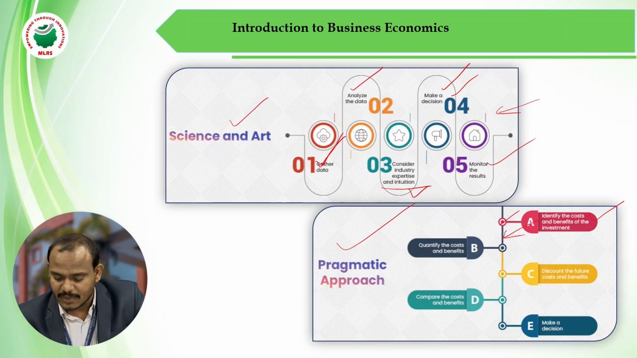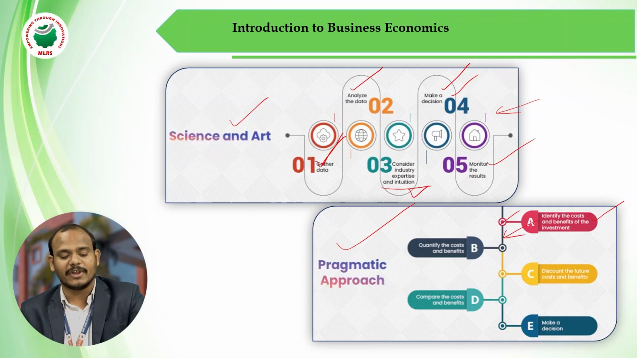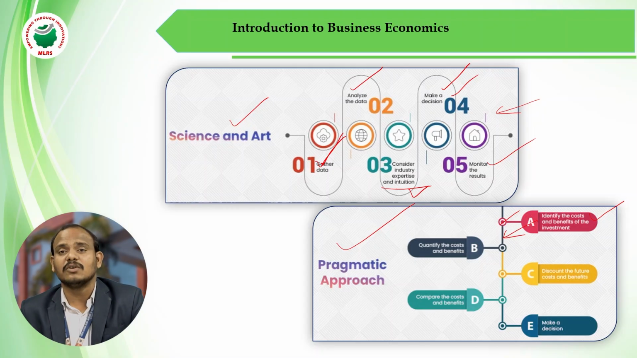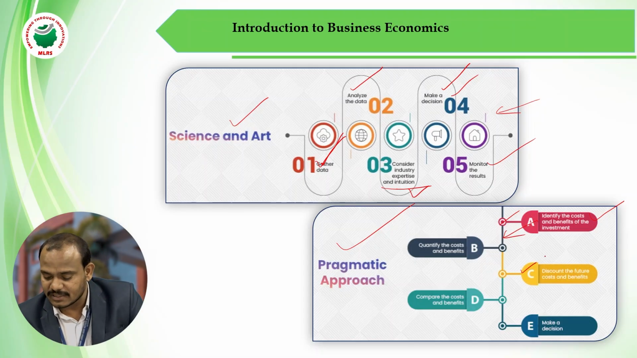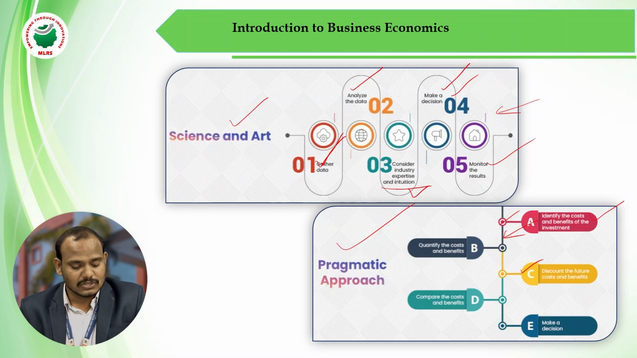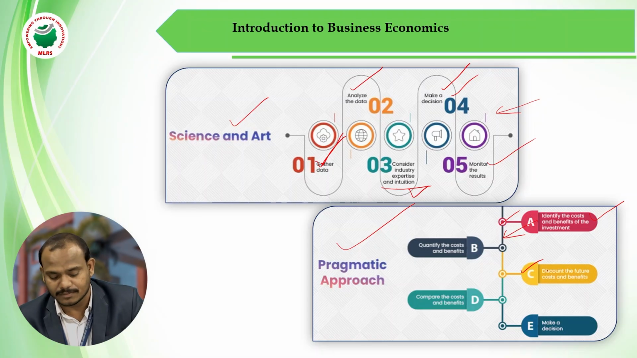The next step, quantify the costs and benefits. We assign numerical values to them. This allows us to compare options objectively. The next comes step C, that is discount the future costs and benefits. Since money today is more valuable than money tomorrow, we adjust future values to reflect their present worth. This is a key economic principle.